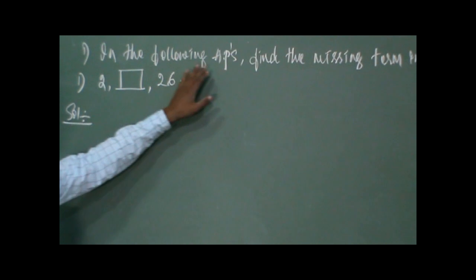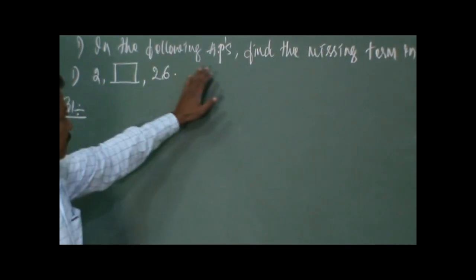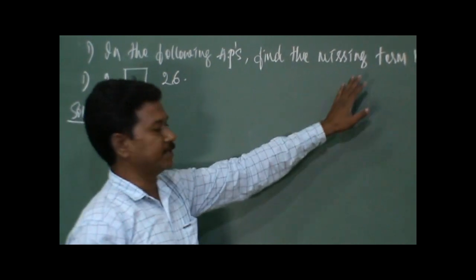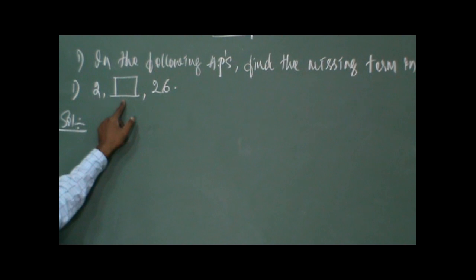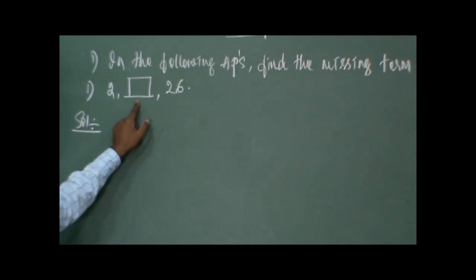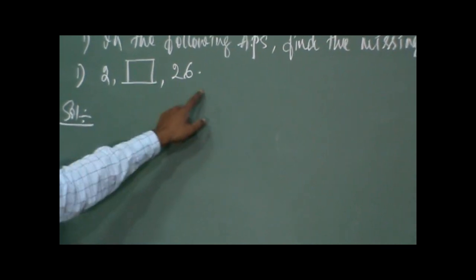In the following APs, some APs are given in your textbook. Find the missing term in the box. So he has indicated the missing term as a box. We have to find out the number which is going to occupy this box and make the AP meaningful. The box is kept at the place of the second term, therefore you have to find out A2.